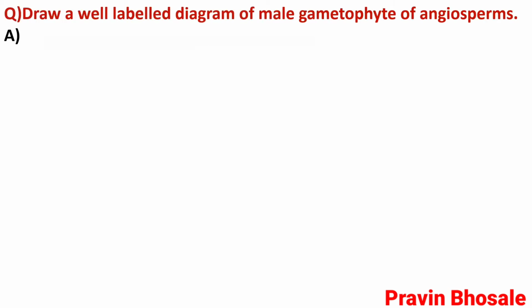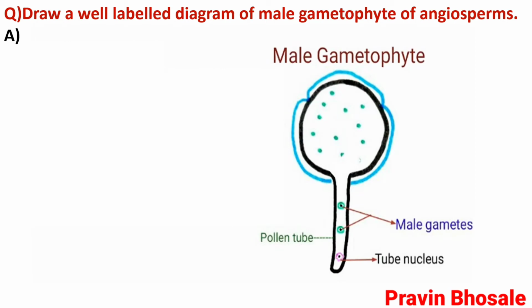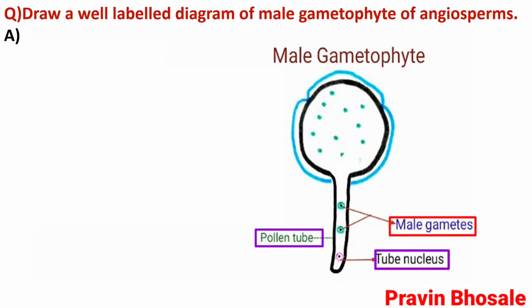Draw a well-labeled diagram of male gametophyte of angiosperm. So this is the structure of male gametophyte. You can see here, this is the pollen tube, tube nucleus, and 2 non-motile male gametes. So this region constitutes the male gametophyte.